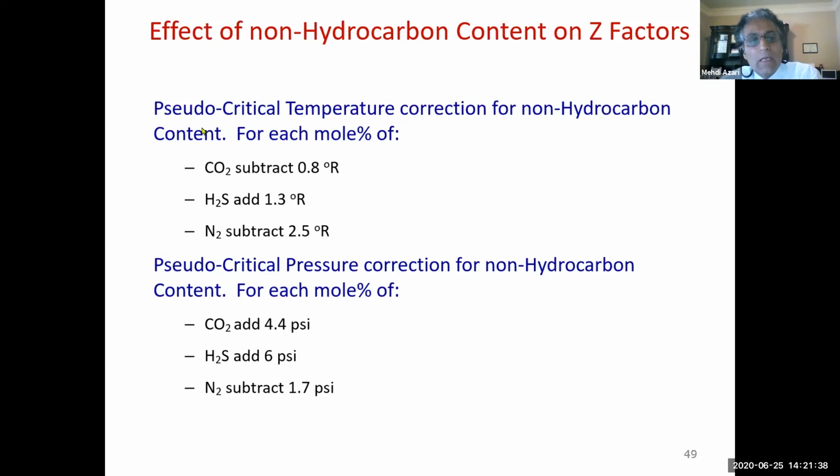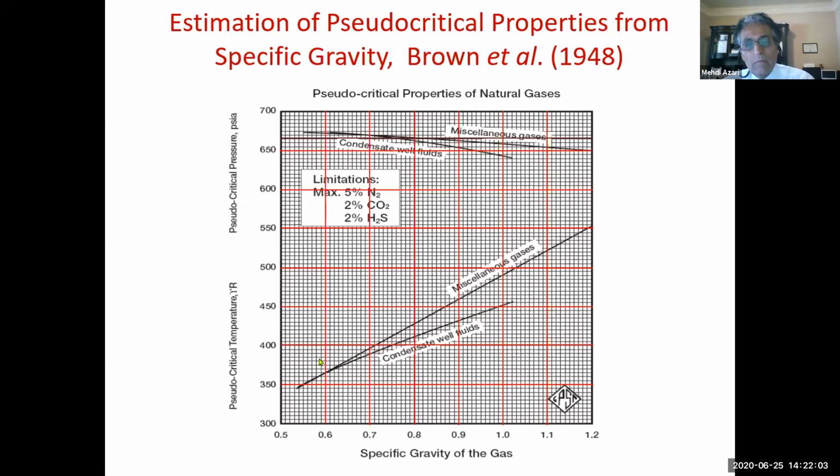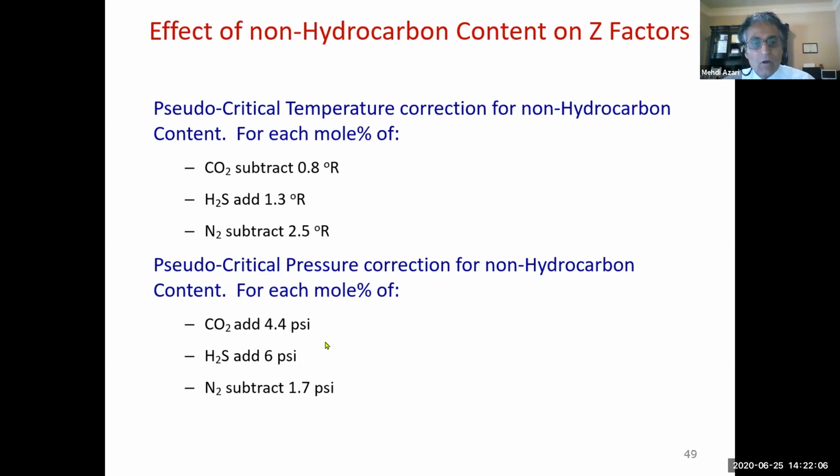So how do those things happen? For the pseudo-critical temperature, for non-hydrocarbon content, for each mole of CO2, you subtract 0.8. For each mole of H2S, you add 1.3. And for nitrogen, you subtract 2.5. For the pseudo-critical pressure, CO2 add, H2S add, nitrogen subtract. So once you calculate those from this graph, if you know how much you have of these components, you add and subtract, all right? To get the true combined mixture's PC and TC.